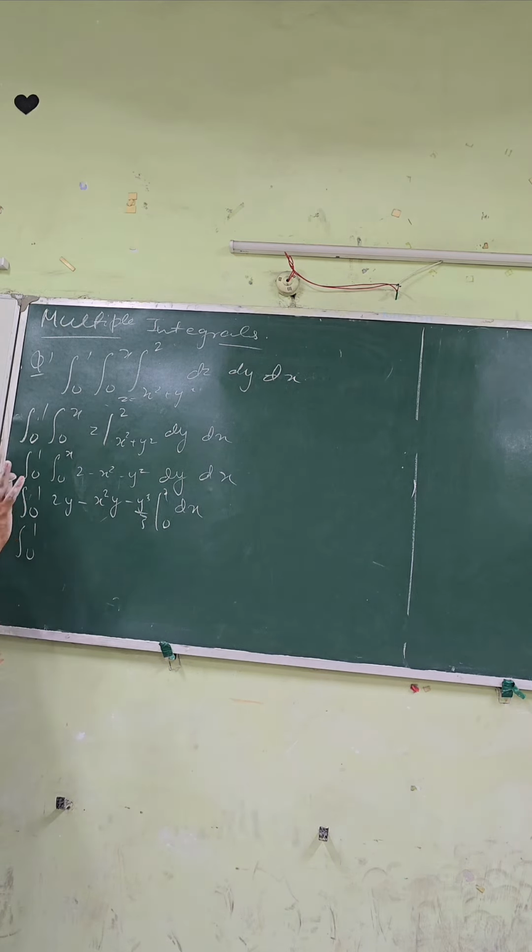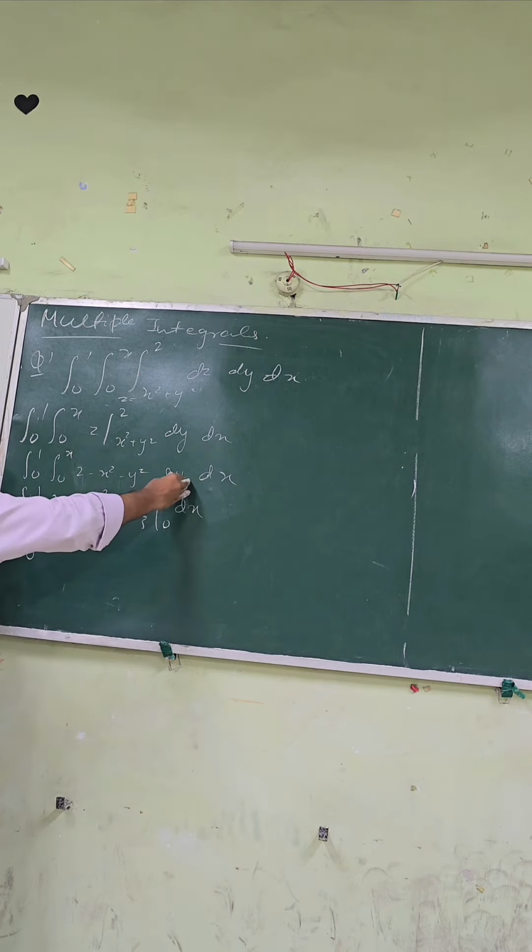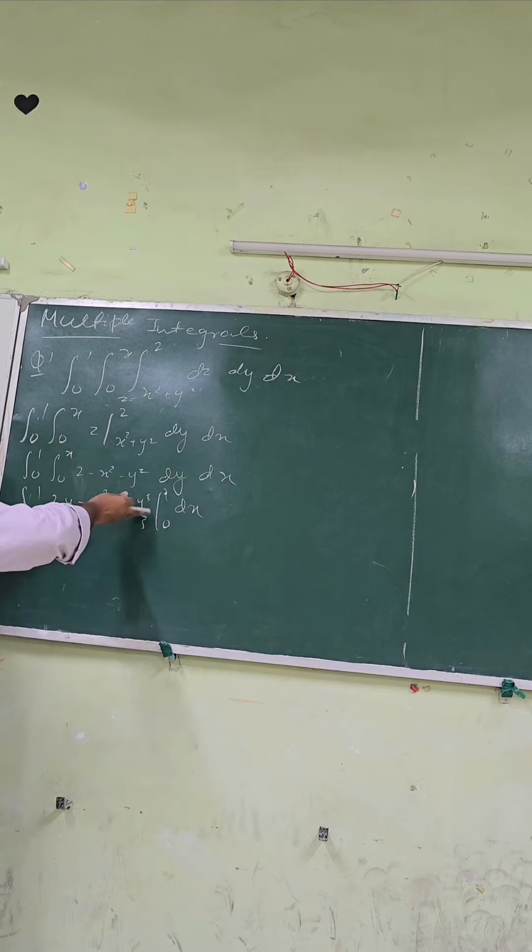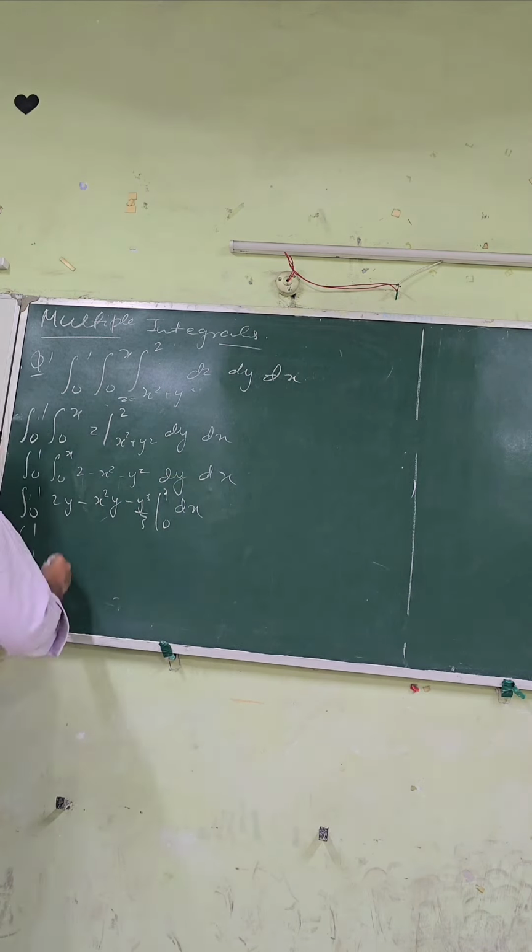So just remember that whenever you're substituting the value of the limits, you have to remember with respect to which variable you were integrating. Like you were integrating with respect to y, so you have to put the value of the limits in y only, not in place of any other variable, right?